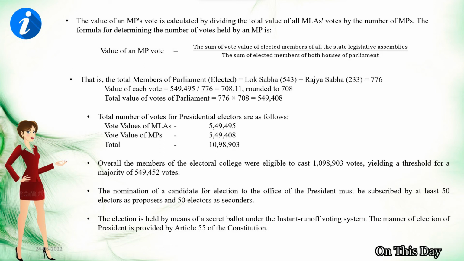The nomination of a candidate for election to the office of the President must be subscribed by at least 50 electors as proposers and 50 electors as seconders. The election is held by means of a secret ballot under the instant runoff voting system. The manner of election of President is provided by Article 55 of the Constitution.